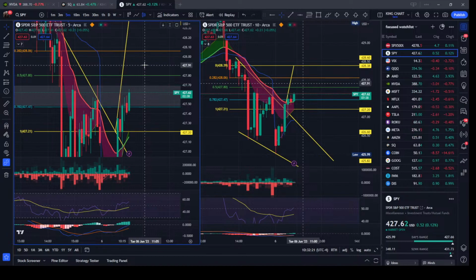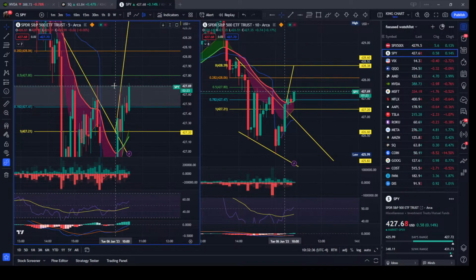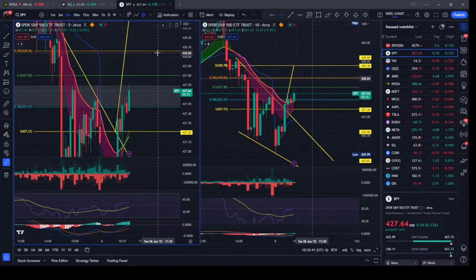I like being up 13% here. I would definitely trim, guys. We're going to trim at 121. We're up very nice here. On the 5, we're up 15%. If we can close above this zone here, which is above 427.70, we're going to hit our take profit, which is 427.80.